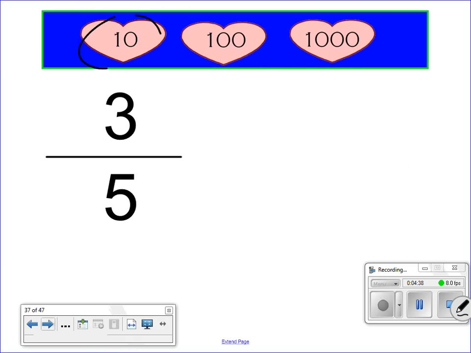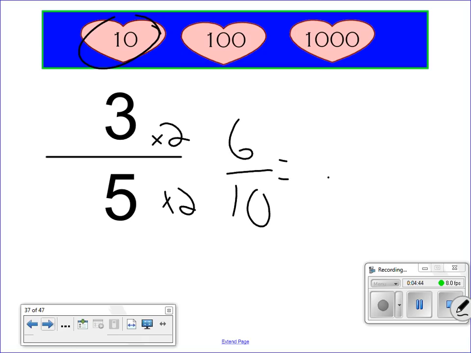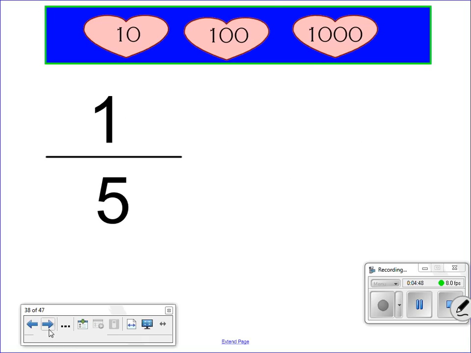Can 5 go into 10? It sure can. We got a 10 here. Boom. Times 2 times 2 gives me a 6. This would be 6/10 as a decimal. Going into 10. Times 2 times 2 gives me 2/10.